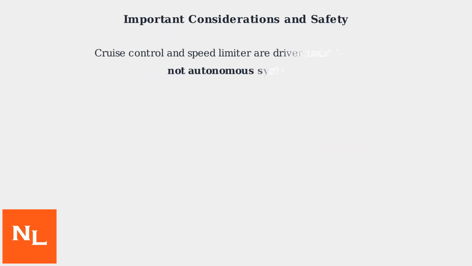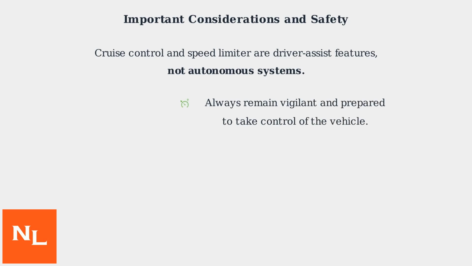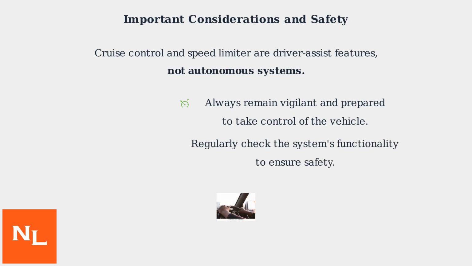Cruise control and speed limiter are driver assist features, not autonomous systems. They help maintain speed, but require the driver to stay alert. Always remain vigilant and prepared to take control of the vehicle. The system does not detect obstacles or handle emergency situations. Regularly check the system's functionality to ensure safety. Test the buttons and verify speed settings before use. Remember, even with these features active, continuously monitor your speed and surroundings for safe driving.